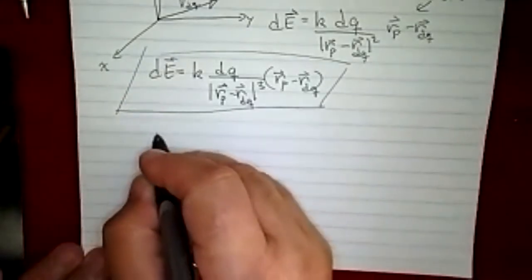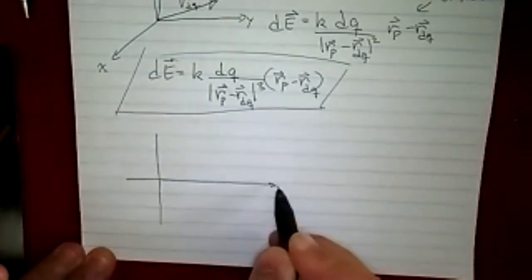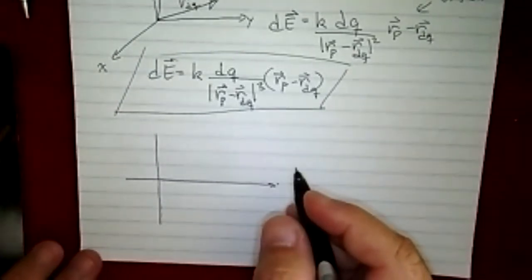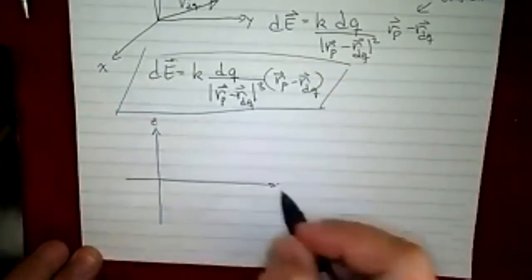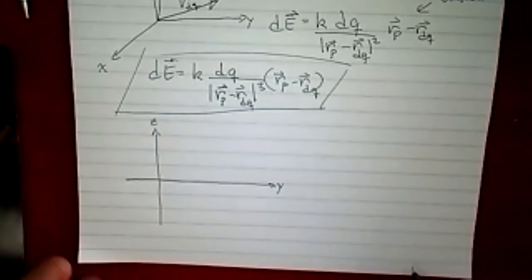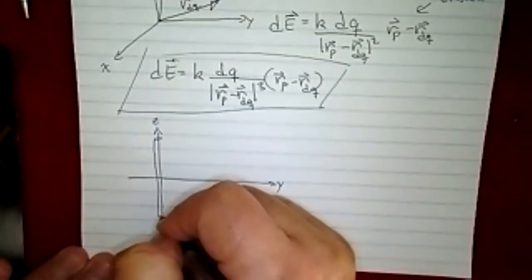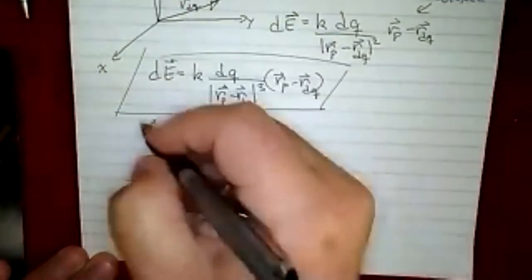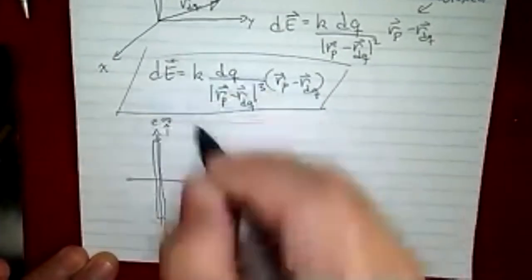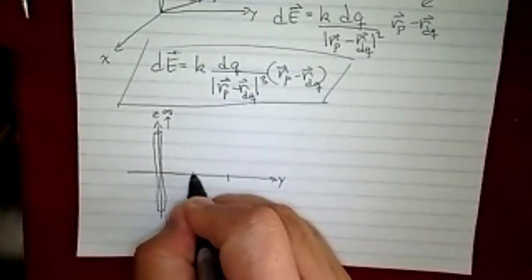So let's imagine an infinite line of charge, and let's say this is going to be the z-axis, and this is going to be the y-axis. And I'll imagine a line of charge that's infinitely long. In other words, it goes on for infinity this way, and it goes on for infinity this way. Okay? And I'd like to come out here a distance, let's just call this distance r.